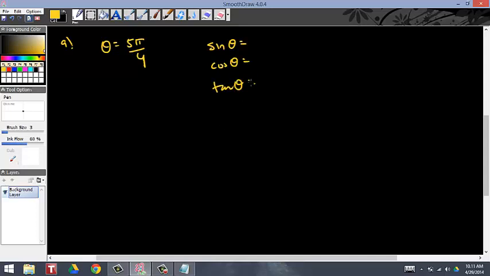So at 5 pi over 4 radians, what is sine? Well, 5 pi over 4 is in quadrant what? 3. So it looks like it's going to be around, let me see here, right here.